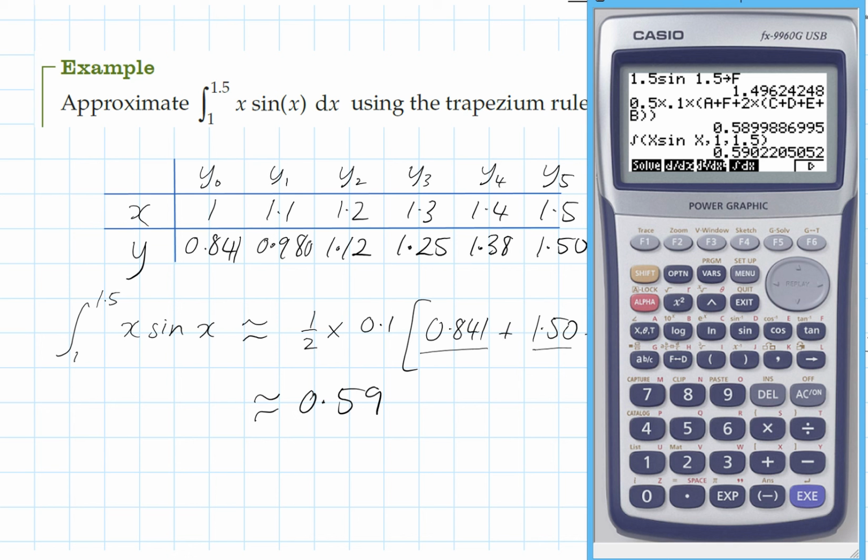You might ask then, if our calculator can do it, why do we bother with the trapezium rule? Well, ask me in class, but essentially you might be the ones programming the calculator, so you would need to have some numerical method up your sleeves.